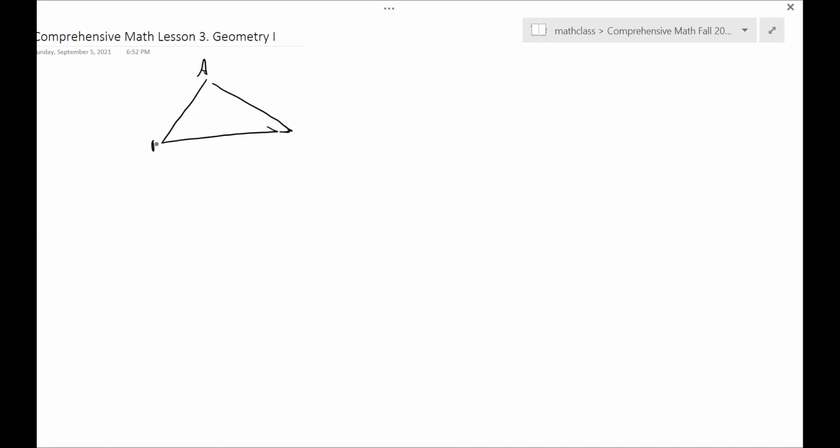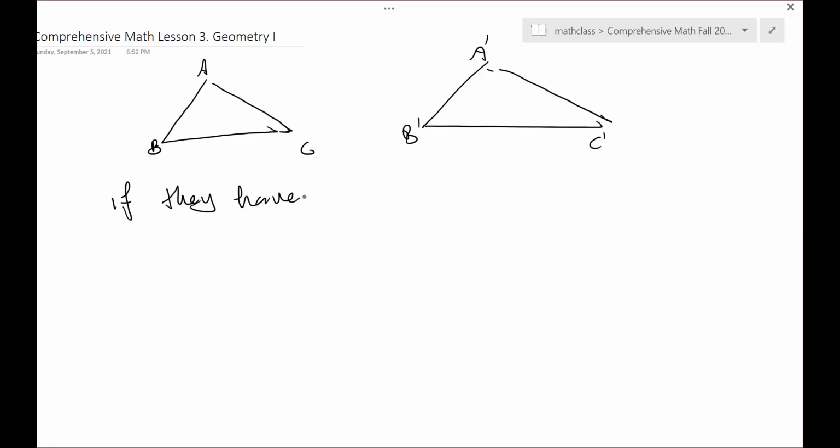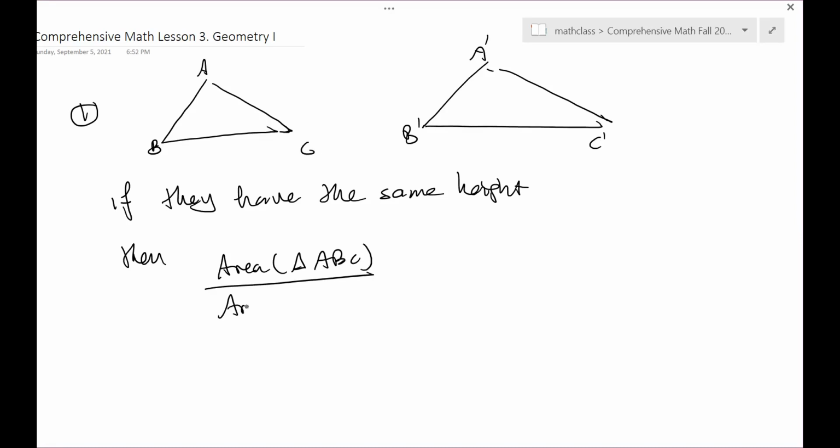Okay, so you have A, B, and C. Another triangle, it's not similar. Another triangle maybe looks like that. Okay, so it's A prime, B prime, C prime. So the question is, if they have the same height, that's the first comparison, then the ratio of the area ABC and A prime B prime C prime is going to be the ratio of the base. Okay, you know why?